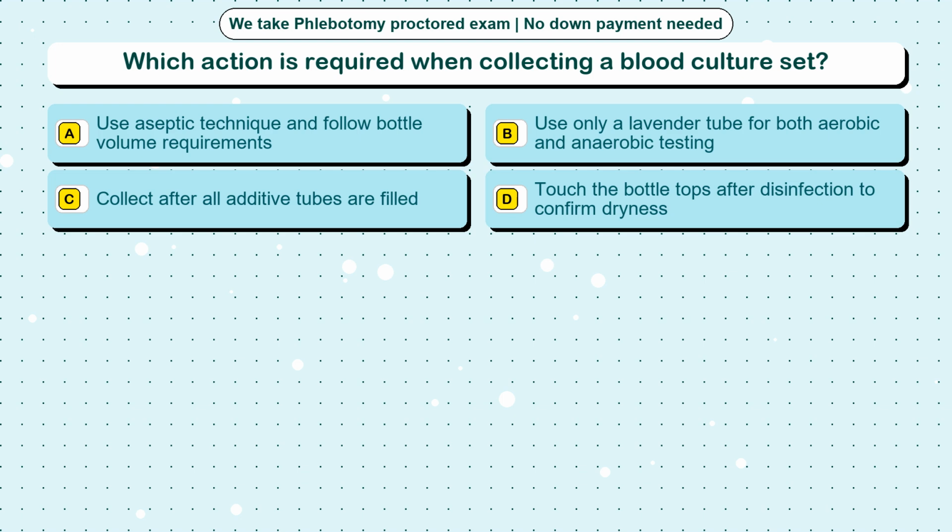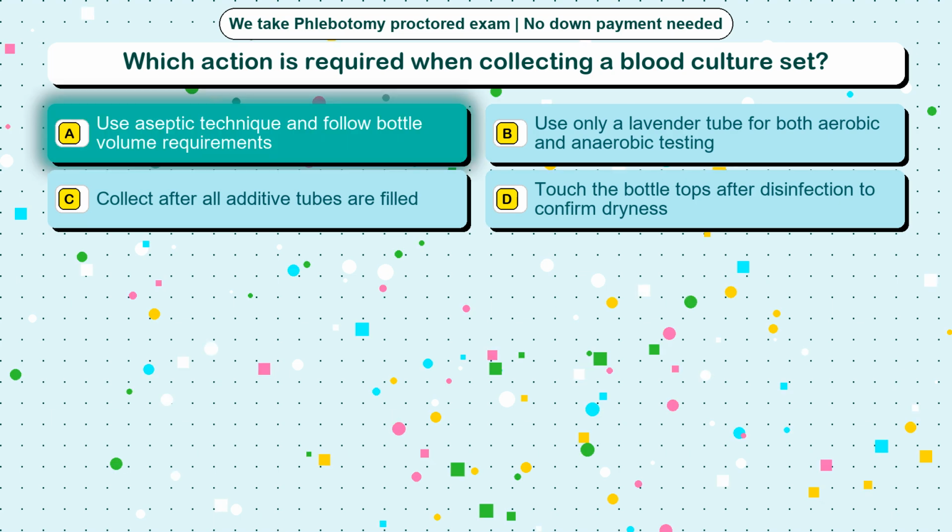Option A, use aseptic technique and follow bottle volume requirements. Option B, use only a lavender tube for both aerobic and anaerobic testing. Option C, collect after all additive tubes are filled. Option D, touch the bottle tops after disinfection to confirm dryness. The correct answer is option A, use aseptic technique and follow bottle volume requirements.